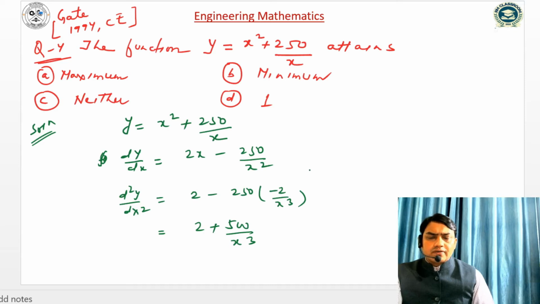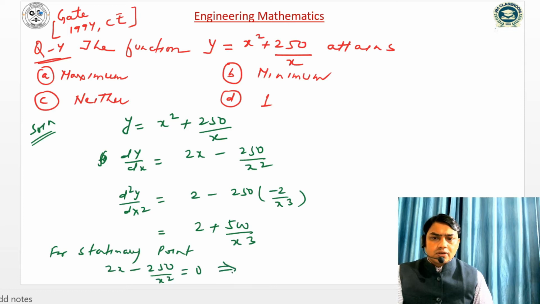Firstly, we have to find the stationary point. So put dy by dx is equal to 0. So for stationary points, it will be 2x minus 250 by x square is equal to 0. If I solve it, it is 2x cube is equal to 250. So x cube is equal to 125. So the value of x is equal to 5.